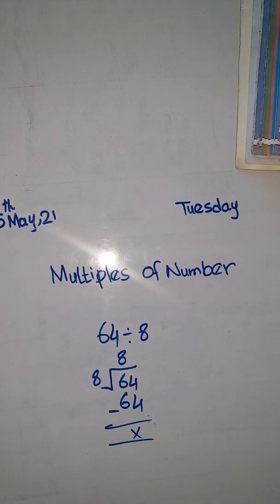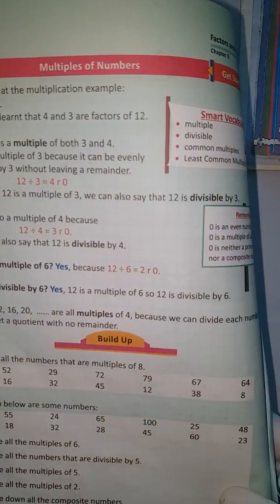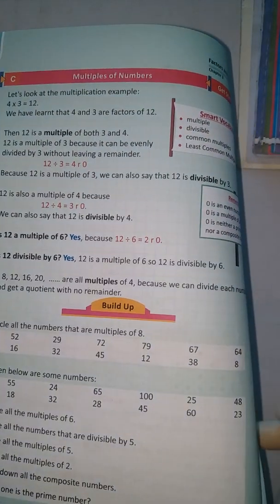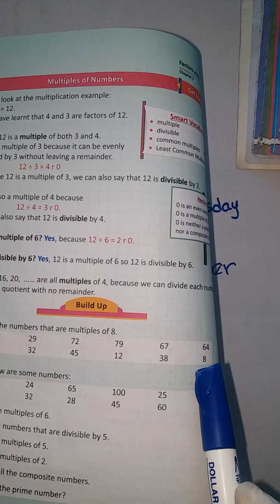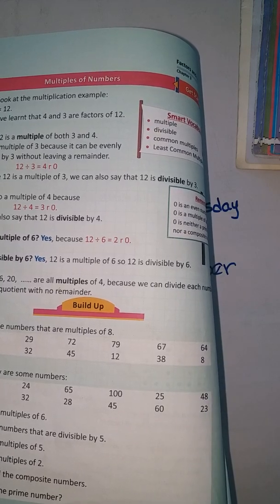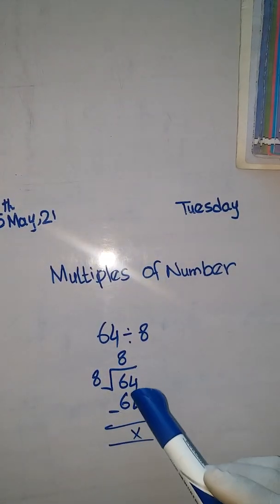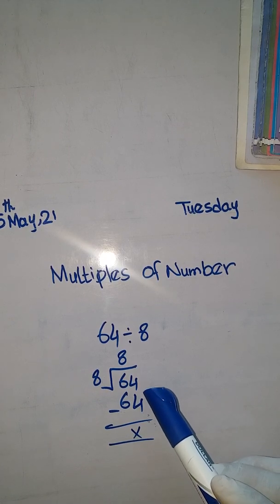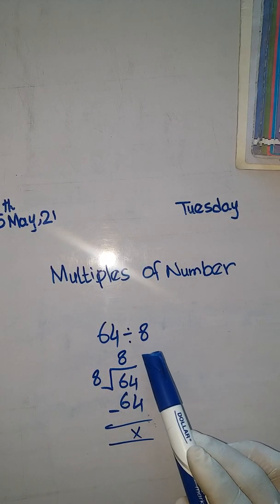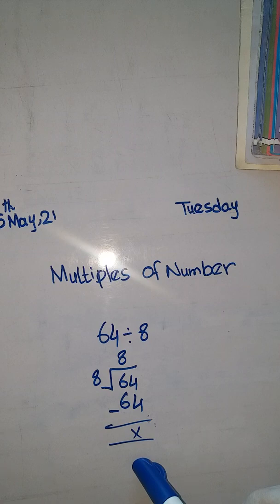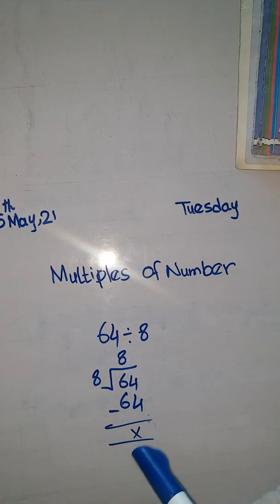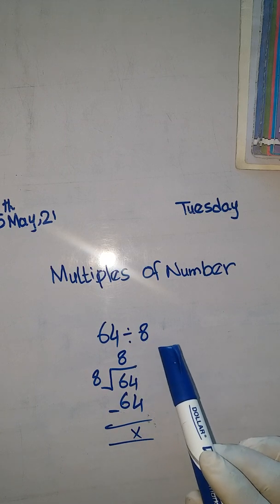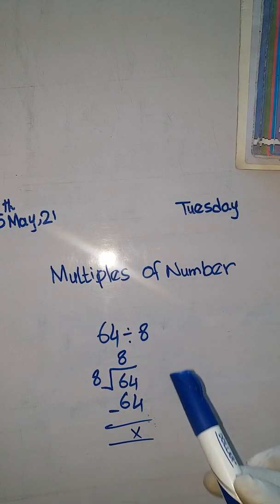Let's see in your book. Here you can see in question number 1, 64 is given. Here I will check the divisibility of 64 by 8. We will divide 64 by 8 to check whether 64 is divisible by 8 without leaving a remainder. 8 times 8 is 64 and no remainder. So you can say 64 is a multiple of 8.